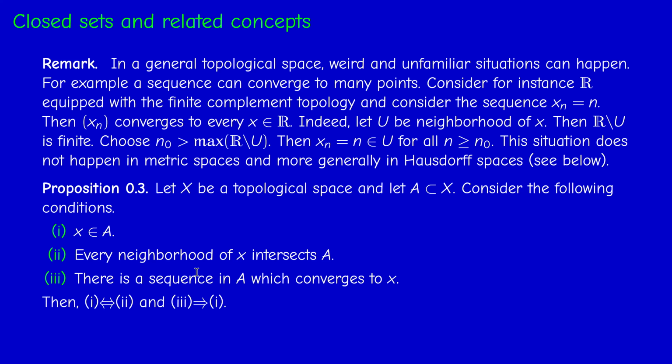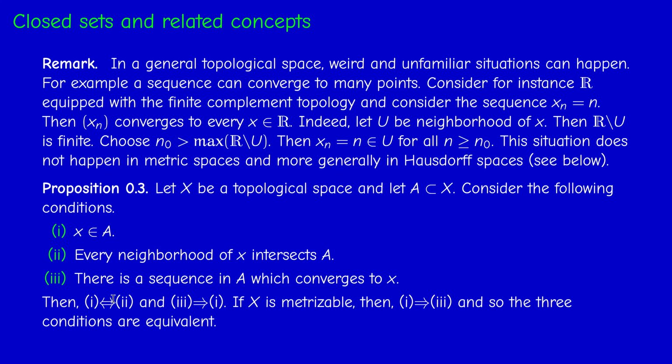Now in general topological spaces, 1 is still equivalent to 2, and 3 implies 1 and 2. So we don't have equivalence between 2 and 3. This is not difficult to prove. Now, if X is metrizable, then 1 implies 3, and the three conditions are equivalent. And this was proposition 1.8. Okay, so please correct that this is a bar, not a. A bar, the closure of A. So it's very important because we shall use it later.